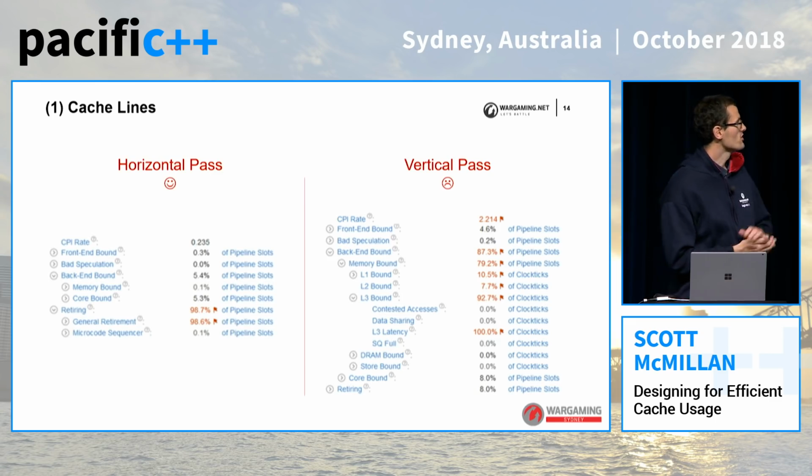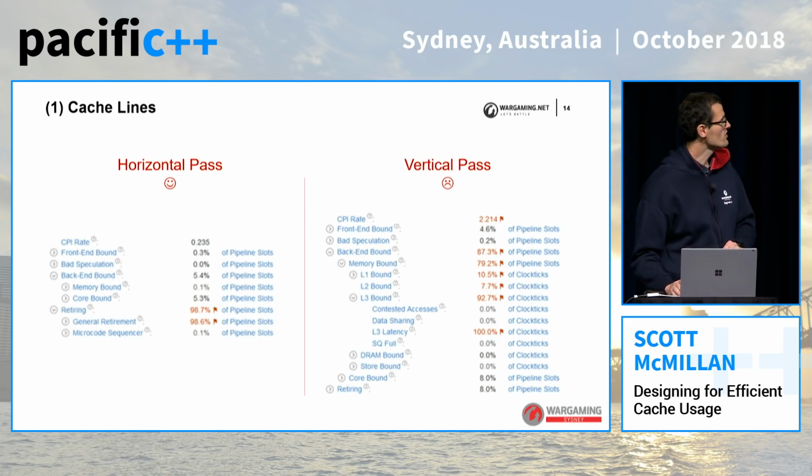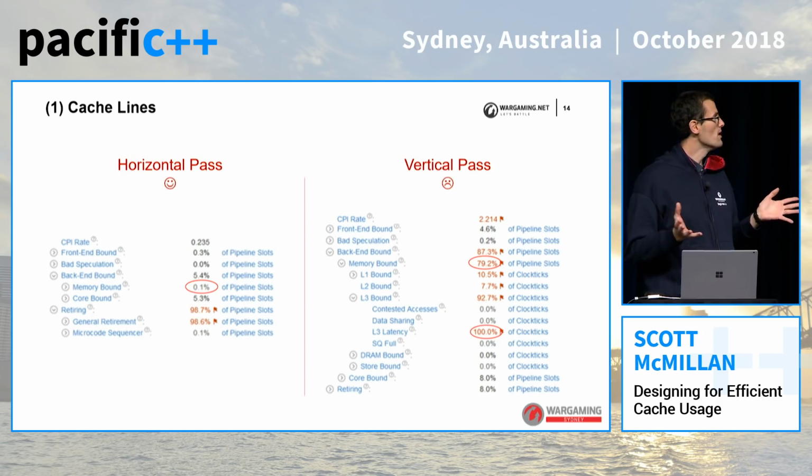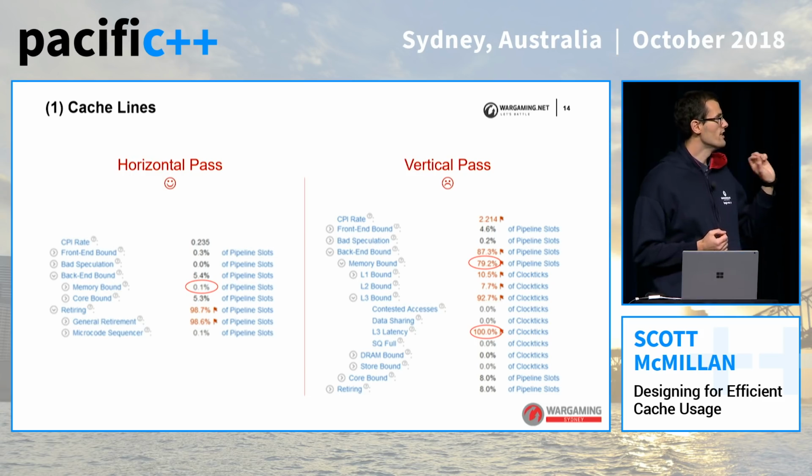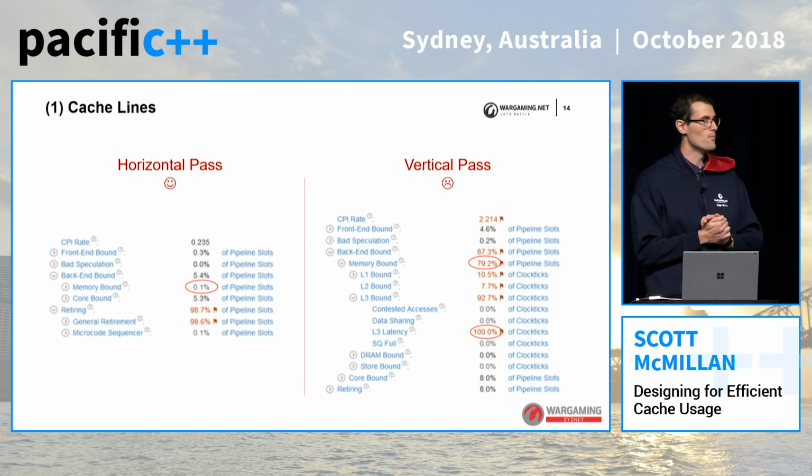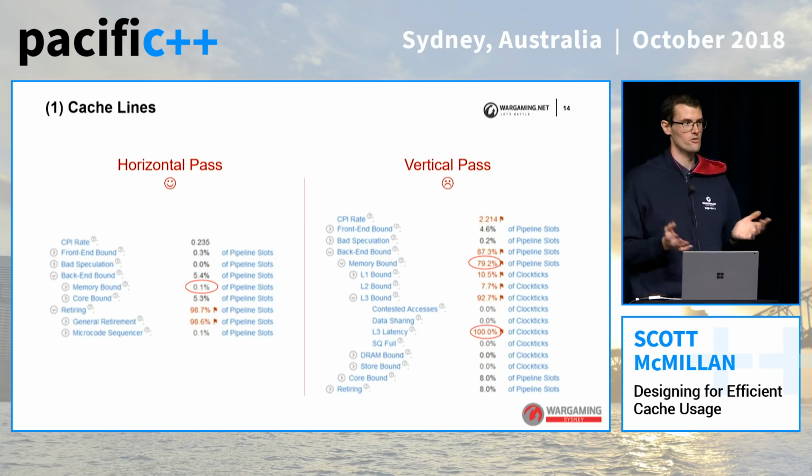Just to show exactly what's happening here, I guess you can't really see it so clearly with the contrast here, but we're 0.1% memory bound for the horizontal pass, so basically not limited by memory accesses at all. For the vertical pass, we're significantly memory bound, where 100% of clock cycles are limited by L3 cache access latency.